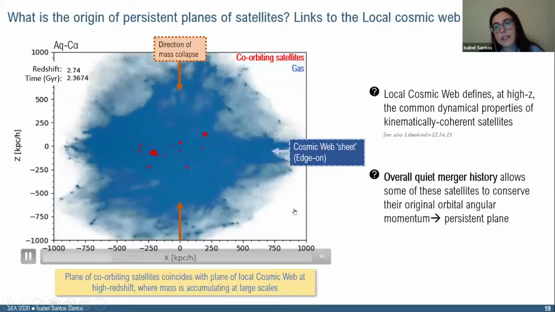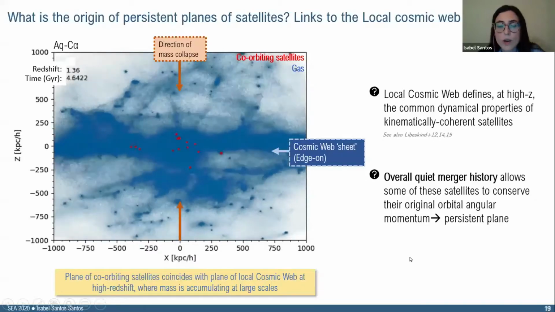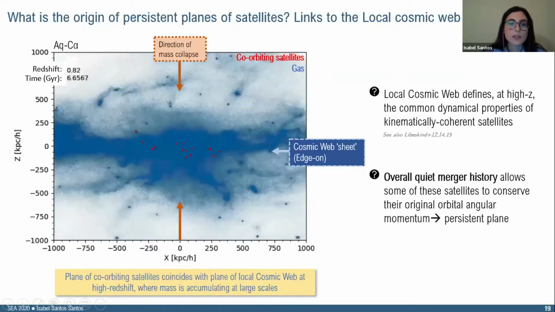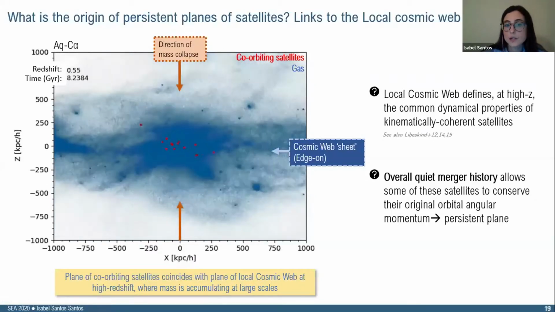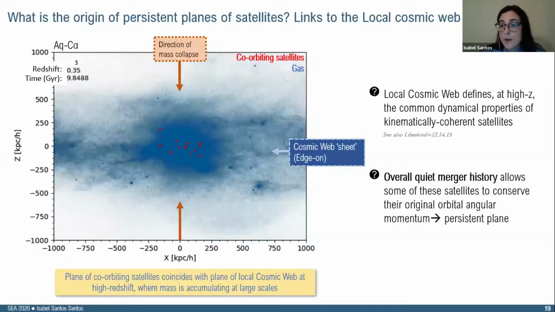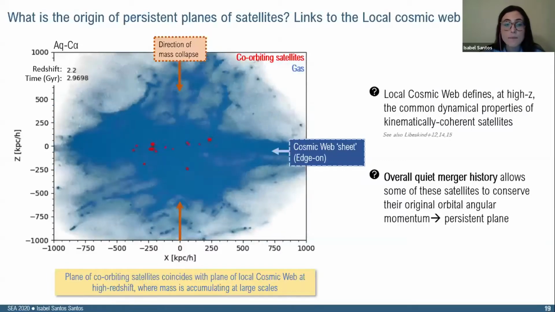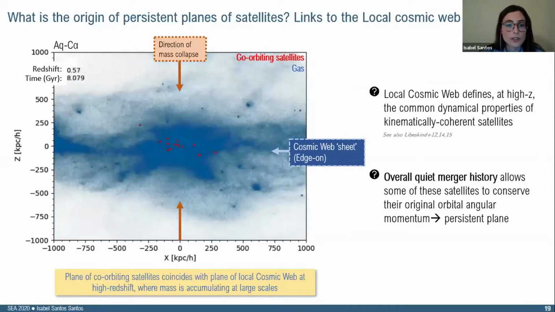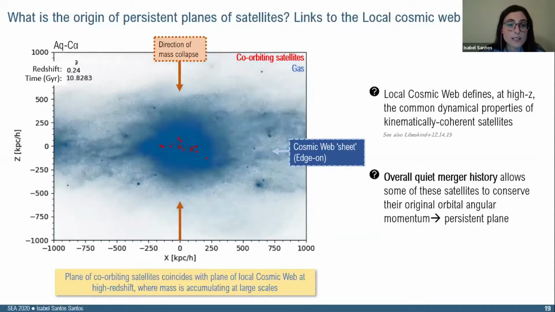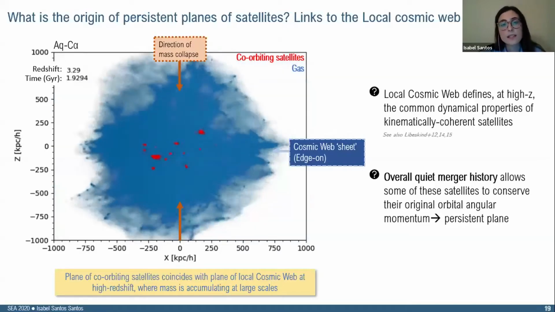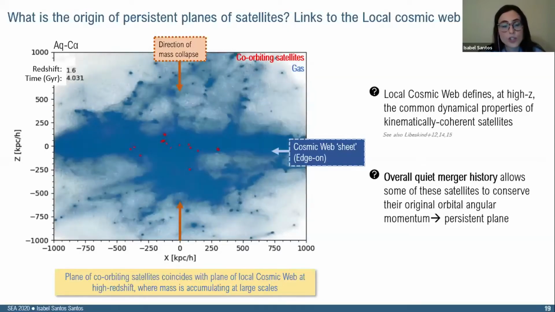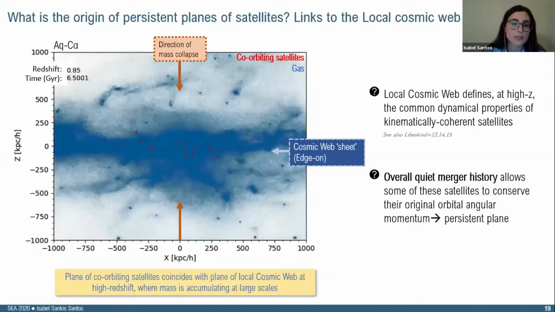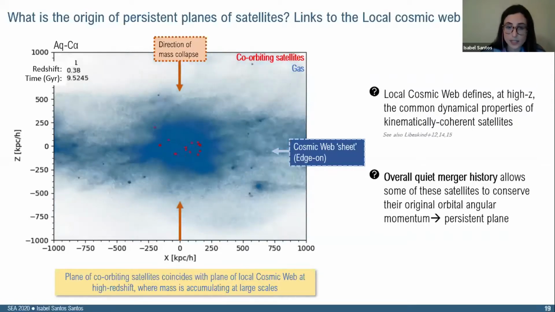This is suggesting that the local cosmic web at high redshift has left an imprint on these co-orbiting satellites. And because there has been no major merger that can destabilize the system, the satellites conserve their original angular momentum and give rise to a persistent plane of satellites.